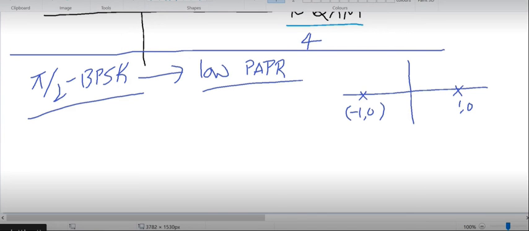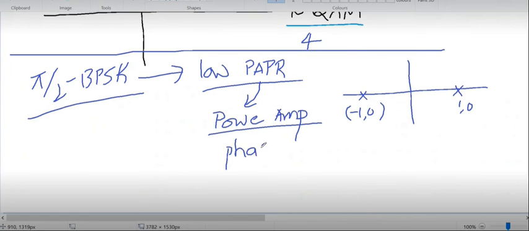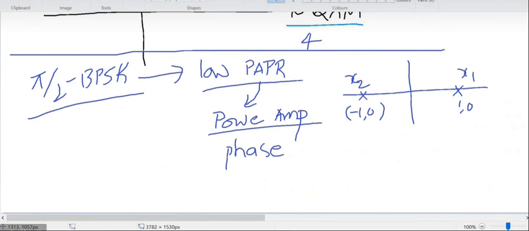Now, PAPR, where is it coming from? Peak. So this is coming at the power amplifier, right? So the power amplifier has to switch its phase. Okay, it has to switch its phase whenever there is a symbol transition, which means that, let's say this is X1 and this is X2.